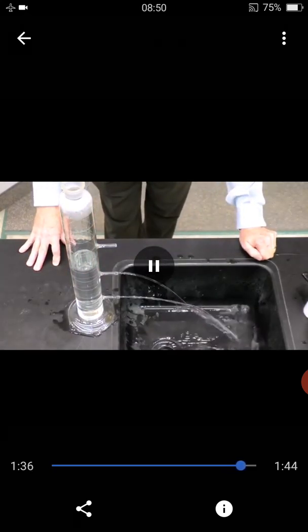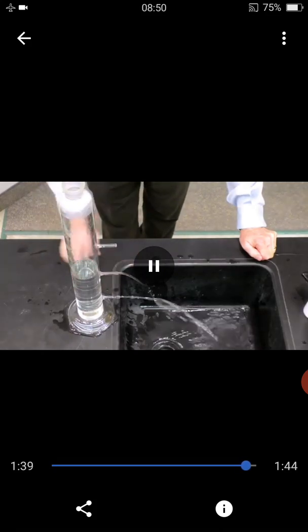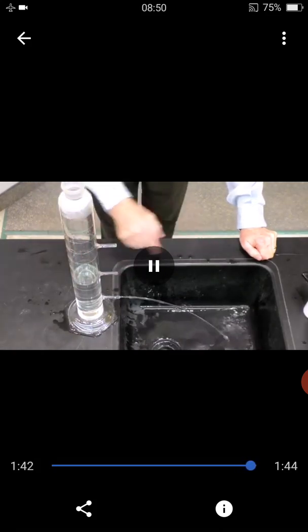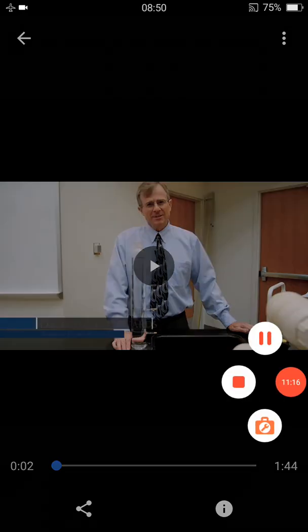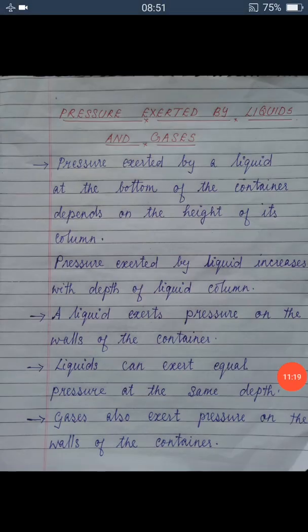Okay, so we're losing fluid, but I think you can see that always the deepest one had the highest velocity and the highest pressure. This is a demonstration. Here, what you have seen is the pressure exerted by the liquid increases with depth of the liquid column. That means at different depths, the pressure exerted will be different, and if the height of the liquid column or the depth is more, the pressure exerted also will be more. I think it's clear to you.